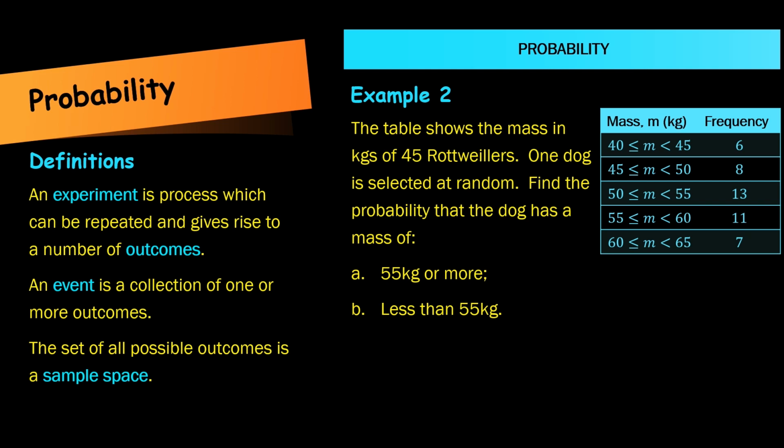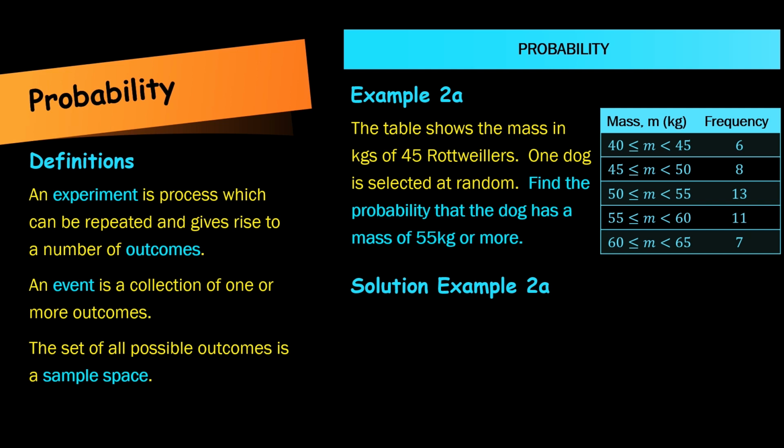And now for example 2. Pause the video and have a go. Press play when you're ready to view the solutions. So let's have a go at example 2a first. The table shows the mass in kilograms of 45 Rottweilers. One dog is selected at random. Find the probability that the dog has a mass of 55 kilograms or more.